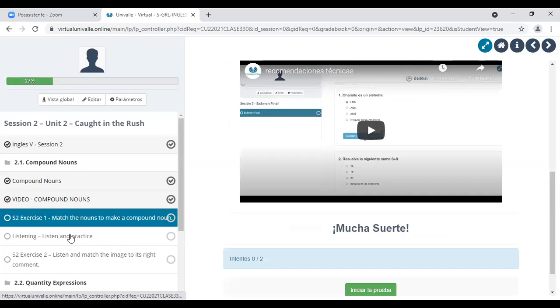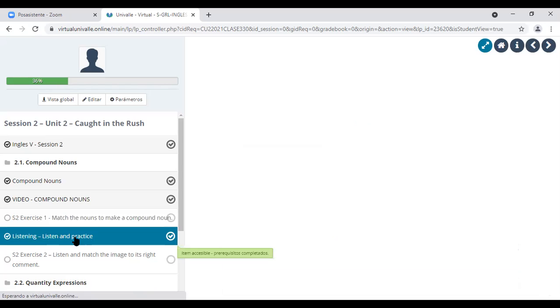And also we're going to be working on a listening part. Listen and practice, okay? We are going to listen and we are going to practice. So let's take a short look at the listening part, okay?